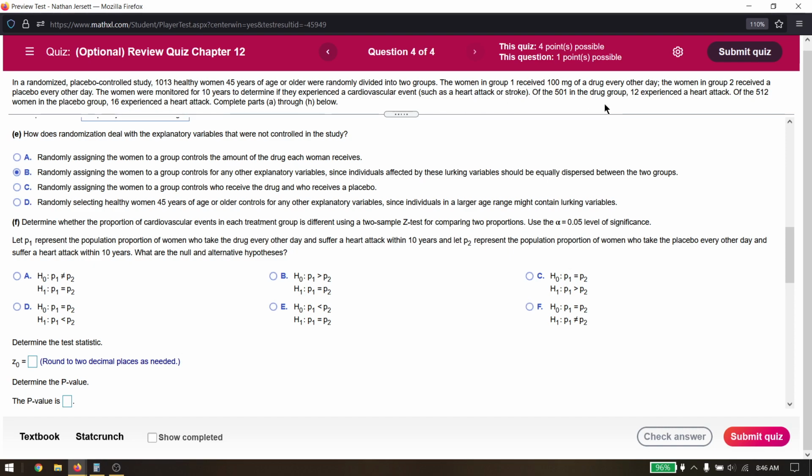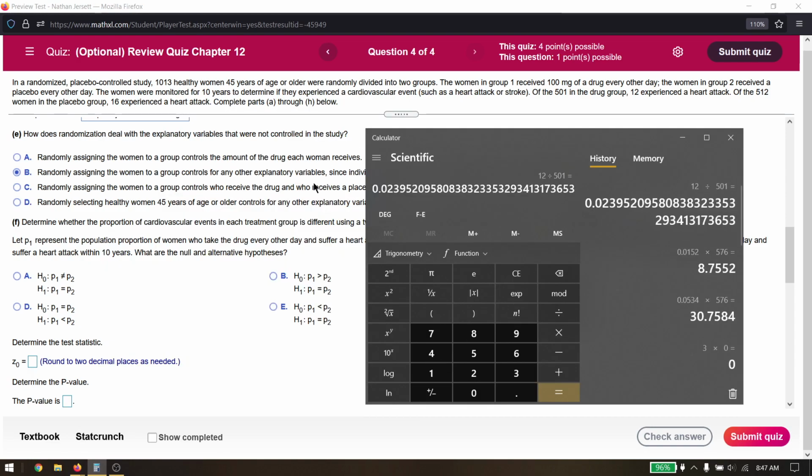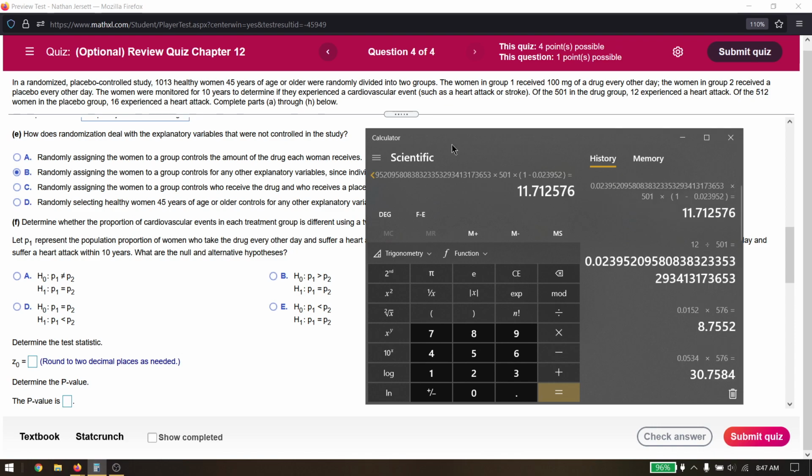So we have, what was it? Where is it at? 501 in the drug group, 12 experienced heart attack. So 12 out of 501, and then 16 out of 512. So we're going to use that to find p. You have 12 out of 501. Okay, so we're going to multiply this by 501 and multiply that by 1 minus 0.0239. Just go a few places. And that gives us 11.7. So that's greater than 10. So that one's good. Let's check population 2.